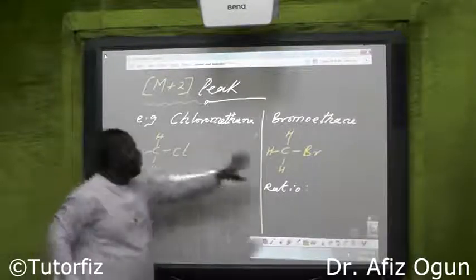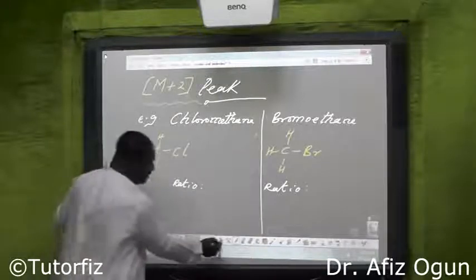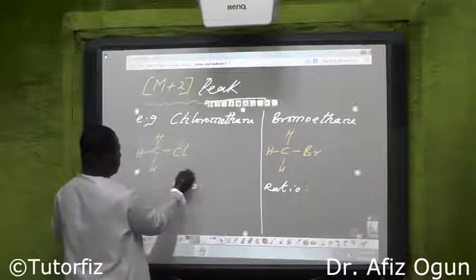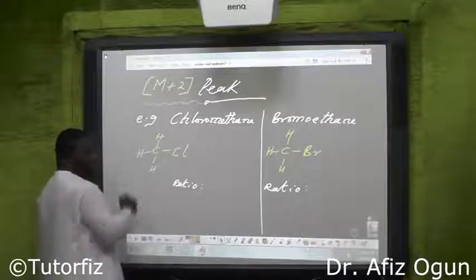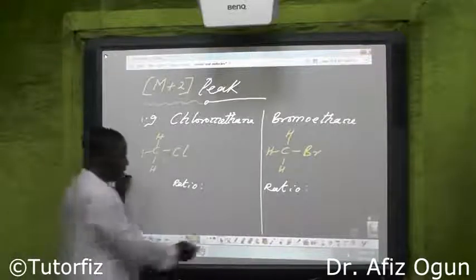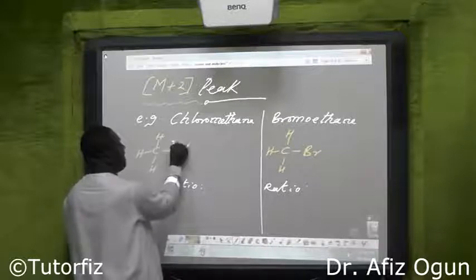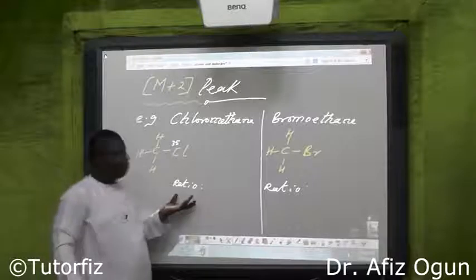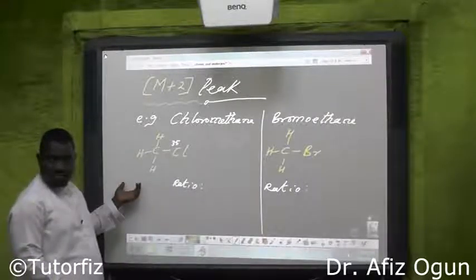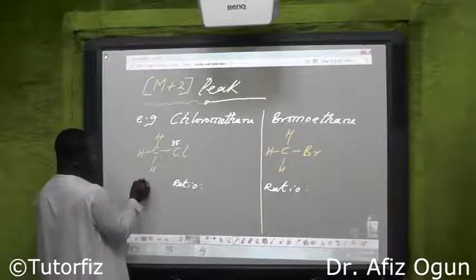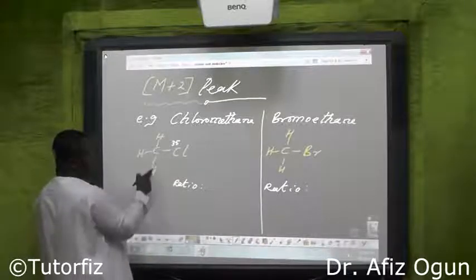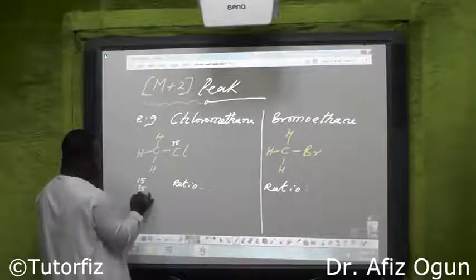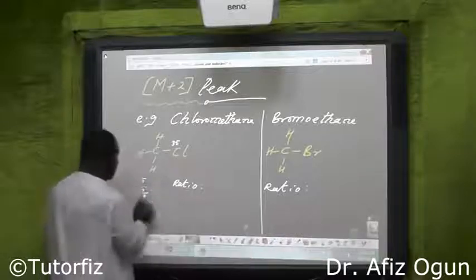If the halogen attached here, if the chlorine here is chlorine 35, you get your molecular peak at this. This is 12, 13, 14, 15. 15 plus 35 gives you 50. So your peak for that will be at 50.